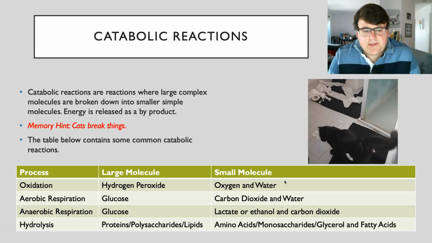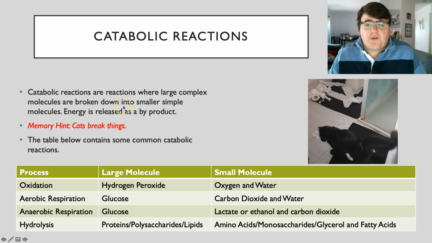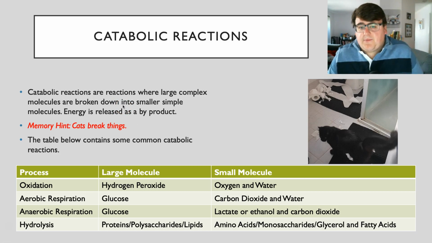Catabolic reactions. What I use to remember which one is anabolic and which one is catabolic is that catabolic makes me think of cats. I've put a picture of my cat over here, and my cat likes to break things. Catabolic reactions are reactions where a large, complex molecule is broken down into a smaller, simple molecule. And because we're breaking the bonds in the large molecule, energy is released.